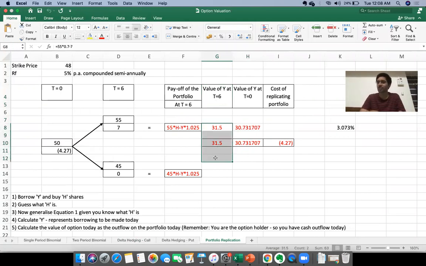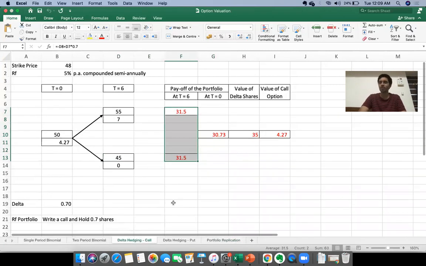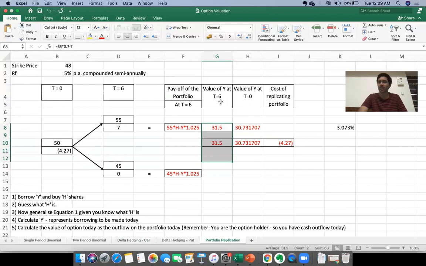And time and again I've stressed that the value of y, which is borrowings plus interest at t equal to 6, is going to be the same at the upper node as well as at the bottom node, because the value of a share does not determine how much you have to repay as borrowings plus interest, right? So the value of y at t equal to 6 is nothing but the amount of borrowings that you have to repay at maturity, which includes interest as well. So under the delta hedging approach, the payoff of the risk-free portfolio at t equal to 6 is equal to the principal plus interest that you have to repay at t equal to 6, right?